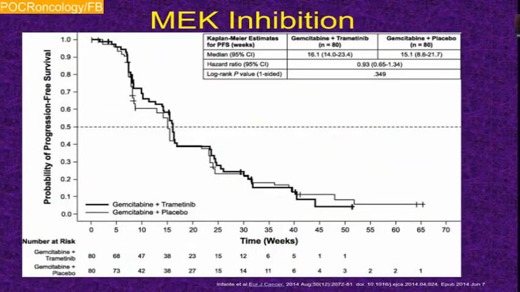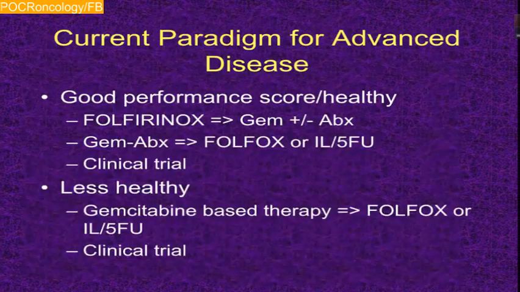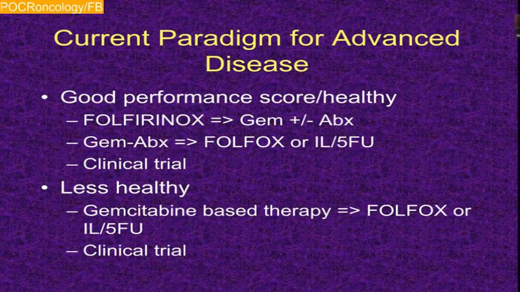Oh, yes, that has been tried. And you are familiar with the results of the trametinib study. There was a study done combining trametinib plus gemcitabine, trametinib being a MEK inhibitor, and then gemcitabine plus placebo. And there was no significant difference in the performance of the two drugs. So that was the end of that story. So the current paradigm for advanced disease is, as Dr. Abdullah mentioned, you have these options for the patient who has good performance status, and you have these options for the patient who has less than good performance status.